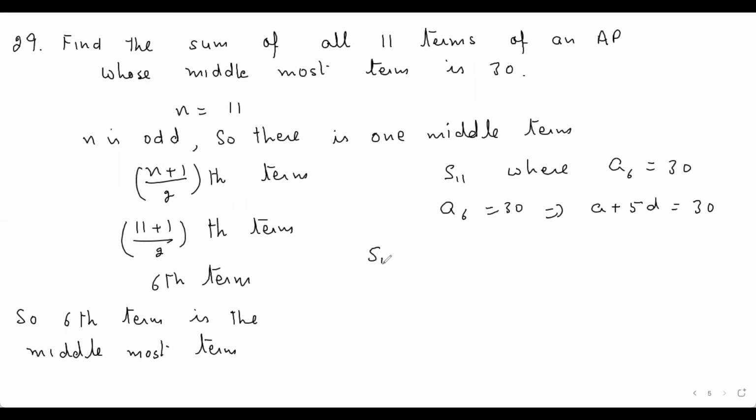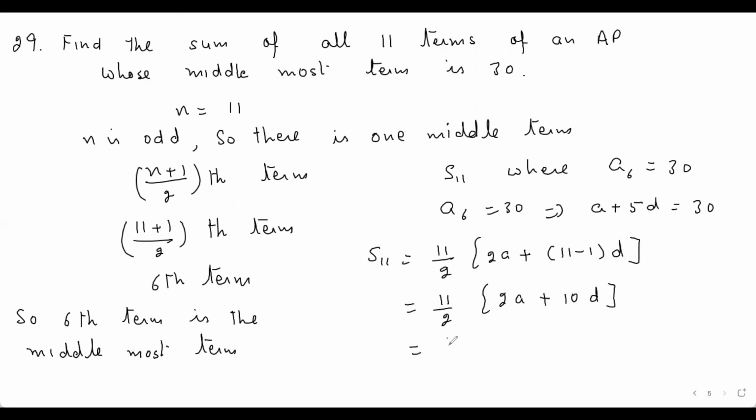Now I am to find S11. That is equal to 11 by 2, 2a plus 11 minus 1 d. That is equal to 11 by 2, 2a plus 10d. 11 by 2, take 2 common. I'll have a plus 5d in the bracket. 2 and 2 cancelled. I have 11 times a plus 5d in the bracket.